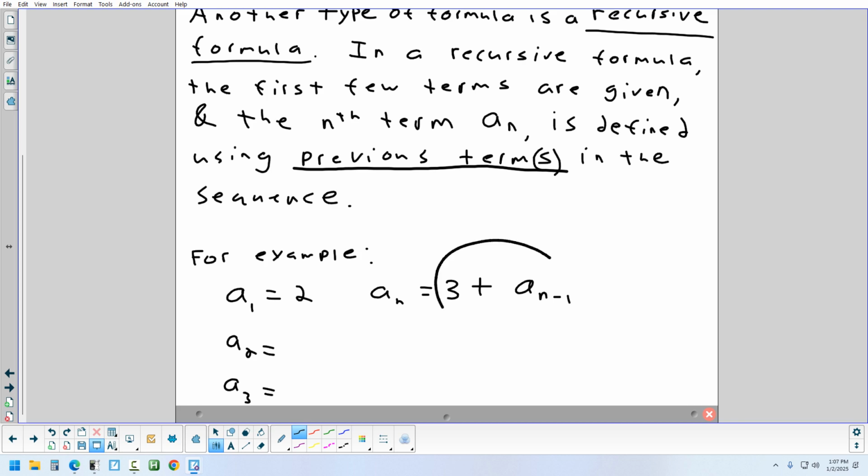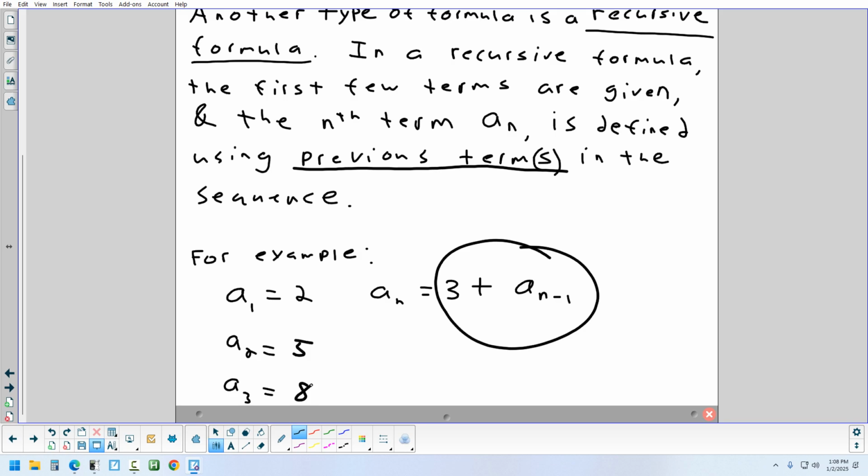And what is this basically saying to do? To add 3. To a sub n minus 1, which is really the last, the one before. So if you had to explain that to somebody that doesn't understand what that means, it just means add 3 to the one before the one you're trying to find. Okay? So we're going to try to find the second one. We're going to add 3 to the first one. So it would be 5. Now to find the third one, you have to add 3 to the second one. So you get 8.